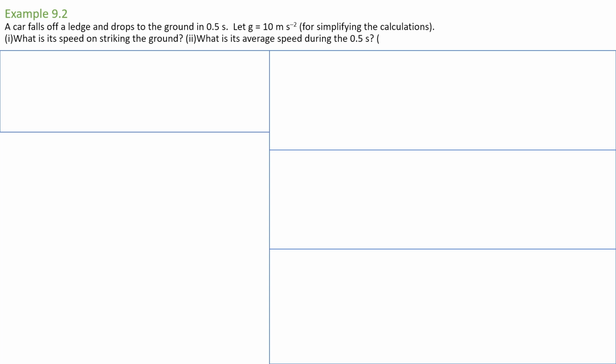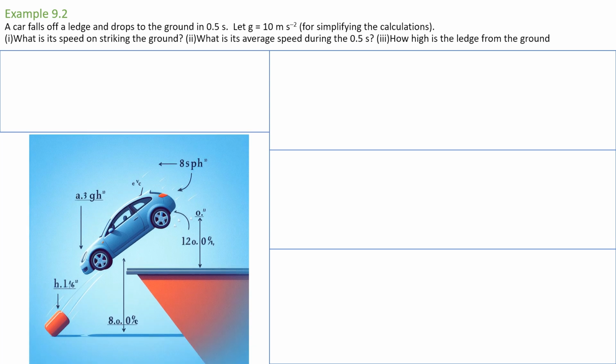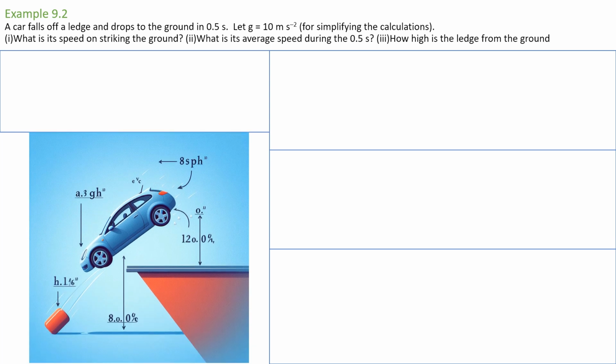One of the problems I'm considering, taken from the book, is: imagine a car falls off a ledge. Imagine this is the ledge, and it falls off to the ground. It took 0.5 seconds to fall. They have given that the acceleration due to gravity is 10 meter per second square.